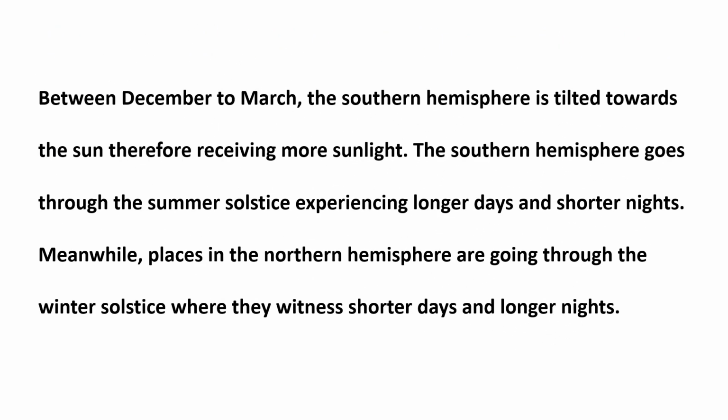Right. So, as I was saying, a while ago, between December to March, the southern hemisphere is tilted towards the sun, therefore receiving more sunlight. The southern hemisphere goes through the summer solstice, experiencing longer days and shorter nights. Meanwhile, places in the northern hemisphere are going through the winter solstice, where they witness shorter days and longer nights. So basically, all this is giving you the opposite of what happens during the summer solstice.